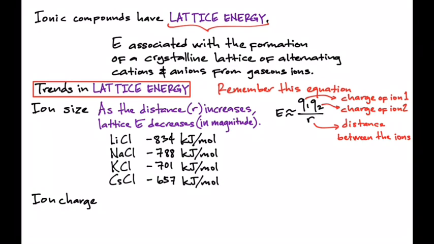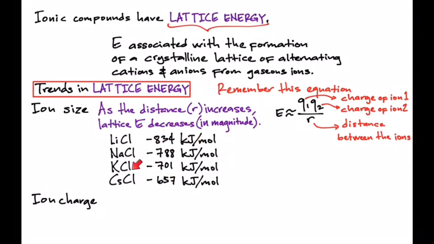So according to the periodic trend regarding ionic radius, cesium is the largest in this example, right? And lithium would be the smallest. So as the distance increases, lattice energy decreases. And so that means that as the cation size or ionic radius increases, the lattice energy decreases. And that's basically what's observed here in terms of their lattice energy.